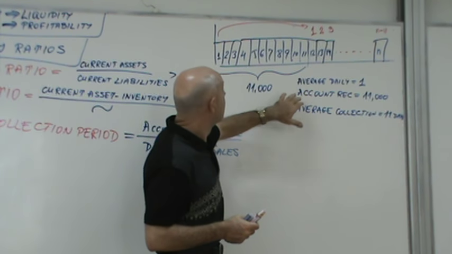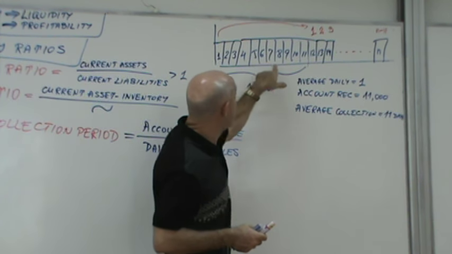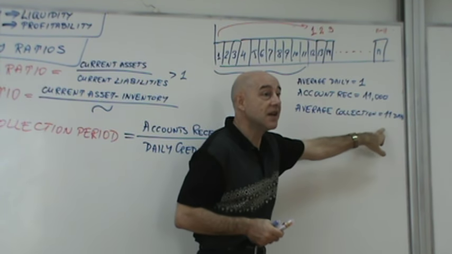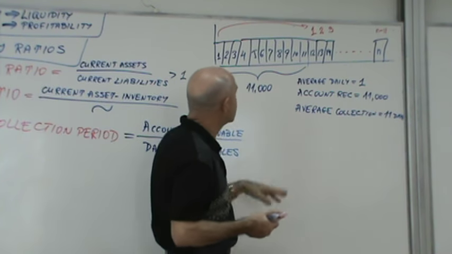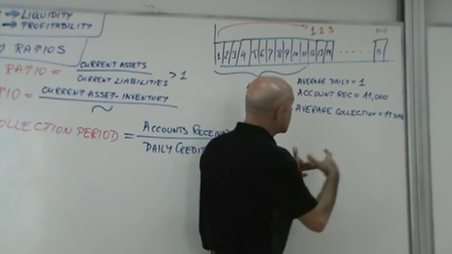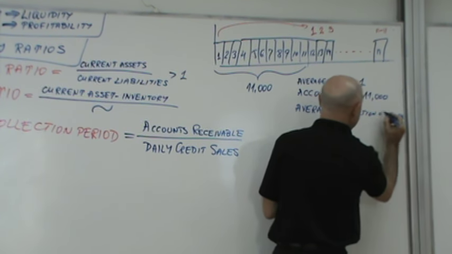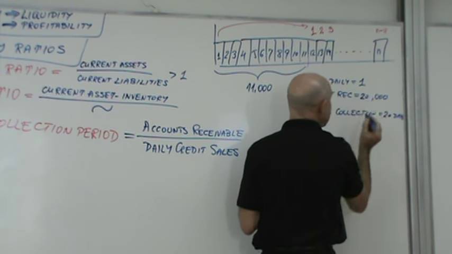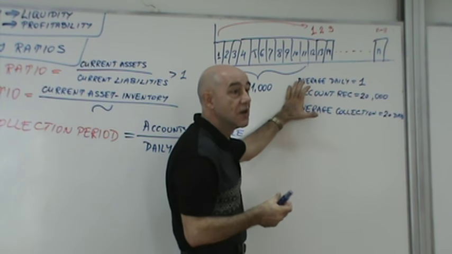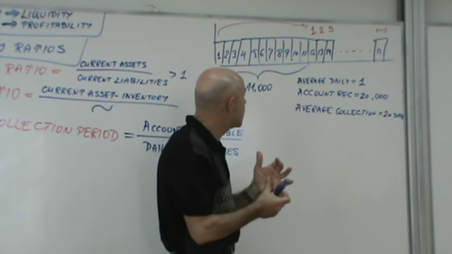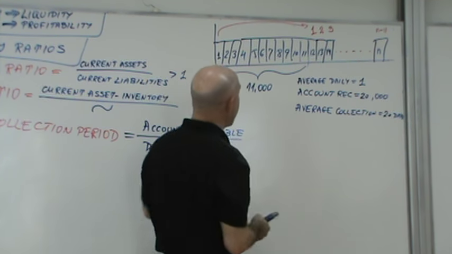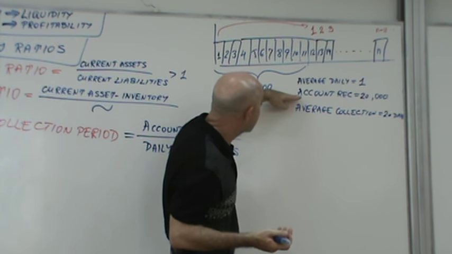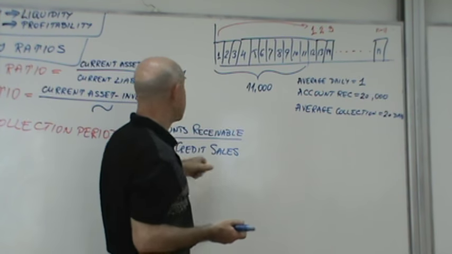So, the average is 1,000 per day. The total is 11,000, and on average you collect in 11 days. Well, now we can change the numbers and see that if the average collection is 20 days, your accounts receivable will accumulate and stabilize at 20,000. Well, this is actually very simple, very common sense. So all you need to do for the average collection period is divide the accounts receivable by the daily sales.